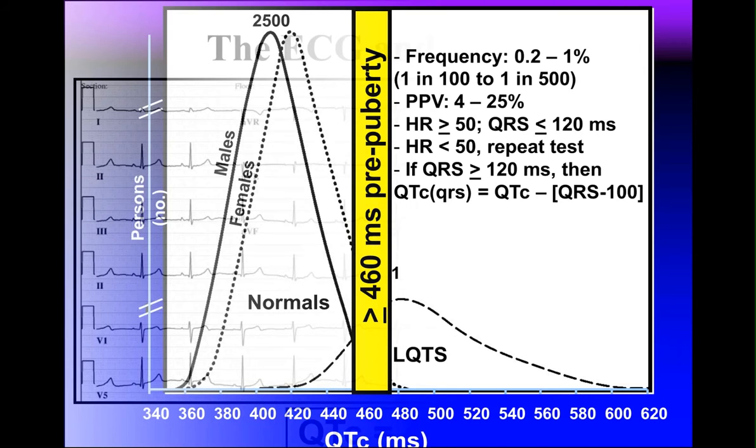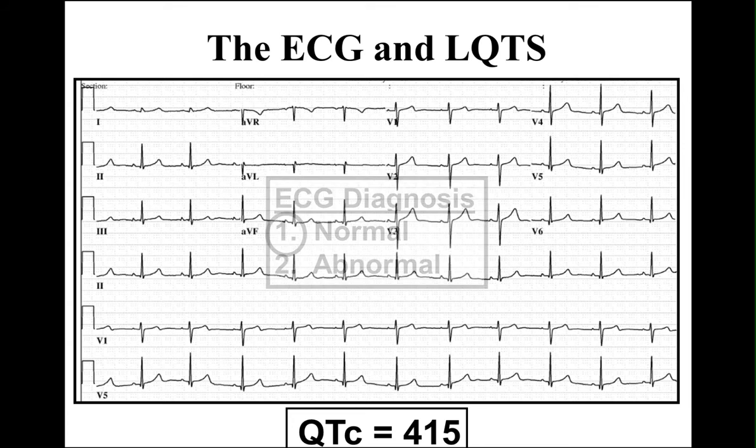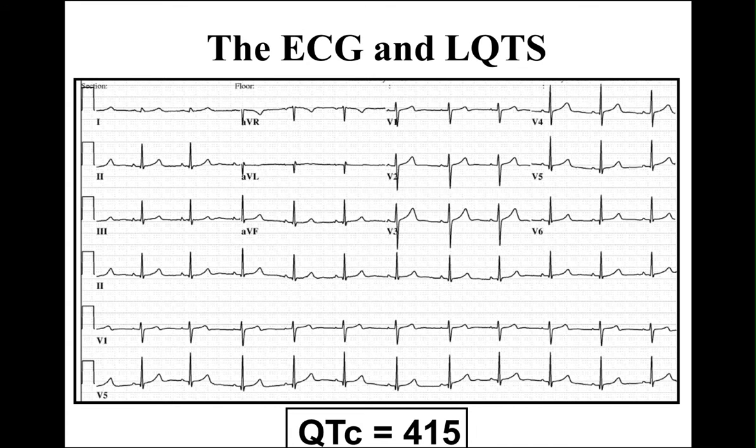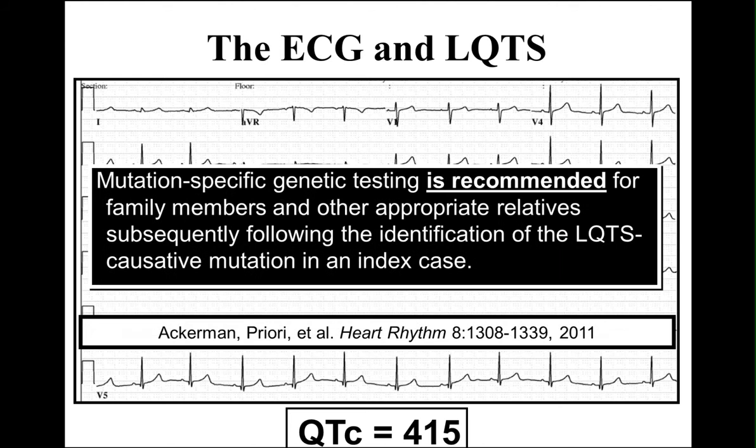And you already saw that you can have really normal QT intervals like this one, and yet they have long QT syndrome. So another thing that we need to help stop happening is the phrase, "We don't need to do long QT genetic testing in you, Mr. Family Member, because your ECG is too normal." The only thing that can rule out long QT syndrome in an established family with long QT syndrome is a negative genetic test.